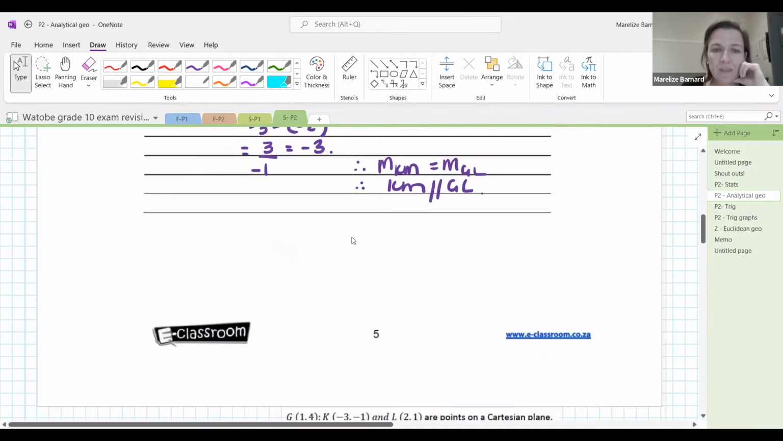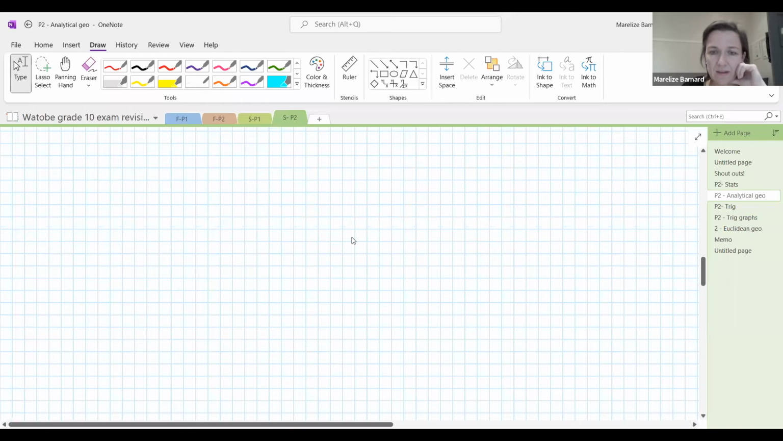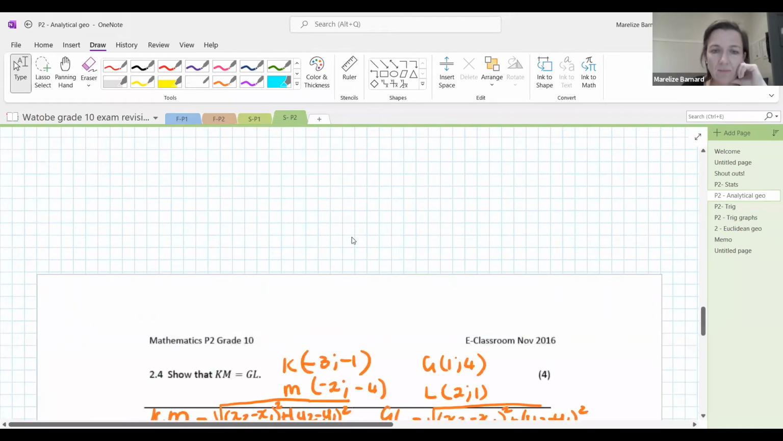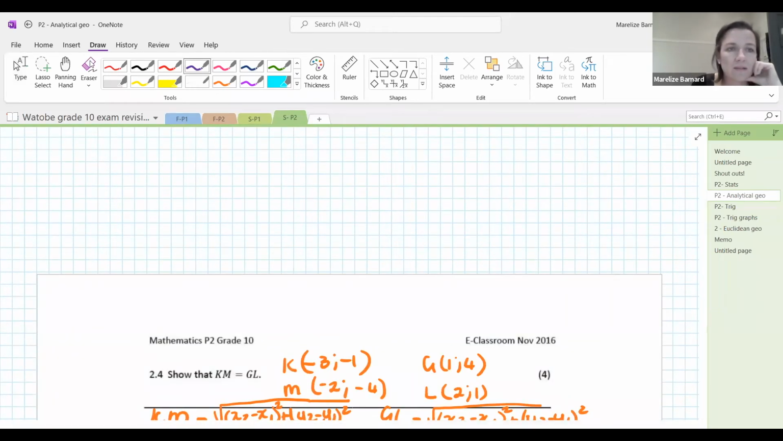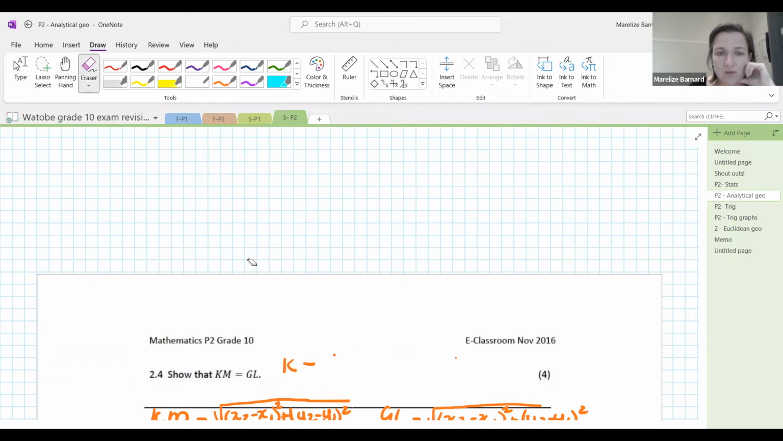Okay. Last one with the analytical, and then we'll get a chance for some Euclidean, because I think that's what someone else asked for. Let me just quickly erase this.